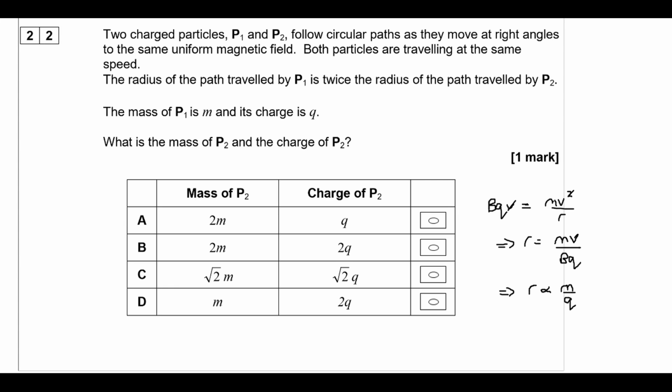So it tells us P1 is twice the radius of P2. So essentially going from P1 to P2, your radius halves. So the fraction m over q needs to be half what it was before. If we look at the table, line A would give you an m over q of double what it was before, so that's not right. Line B would give you m over q of the same, because the 2's would cancel out. Likewise, C, the root 2's would cancel each other out, which by process of elimination leaves you D, and there you can see that m over q halves if you double the bottom line, so that works.